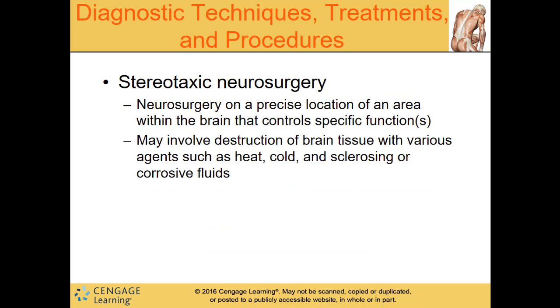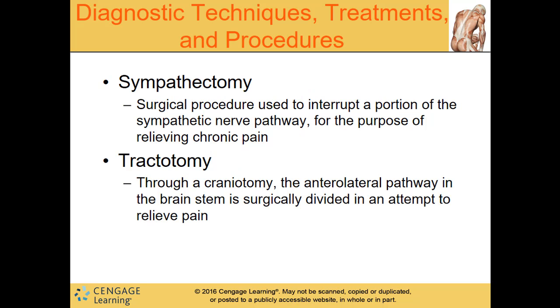Stereotactic neurosurgery. Neurosurgery on a precise location of an area within the brain that controls specific function, which may involve destruction of brain tissue with various agents such as heat, cold, sclerosing, or corrosive fluids. Sympathectomy, a surgical procedure used to interrupt a portion of the sympathetic nerve pathway for the purpose of relieving chronic pain. Tractotomy. Through a craniotomy, the anterolateral pathway in the brainstem is surgically divided in an attempt to relieve pain.